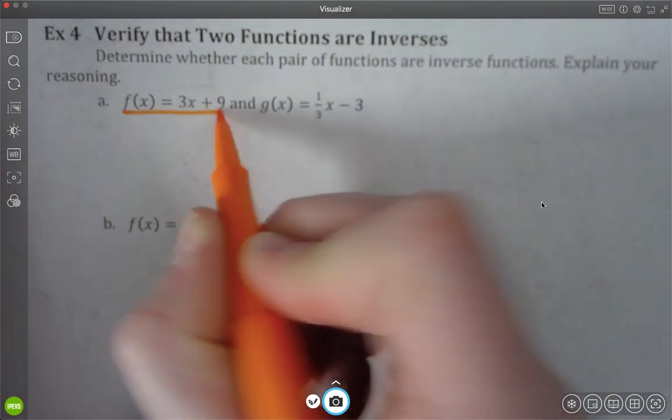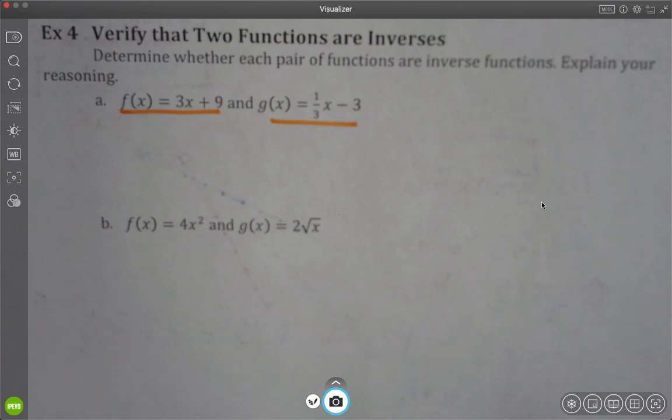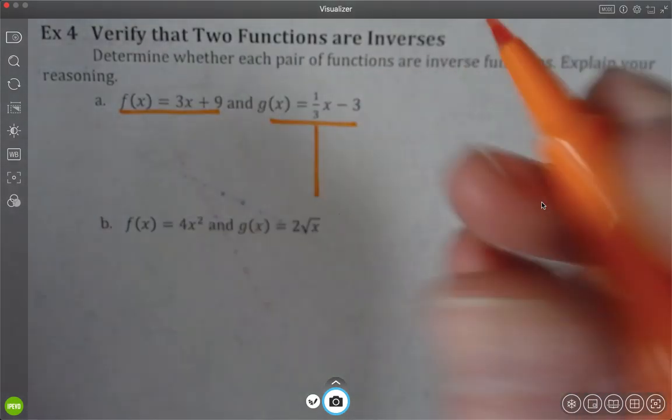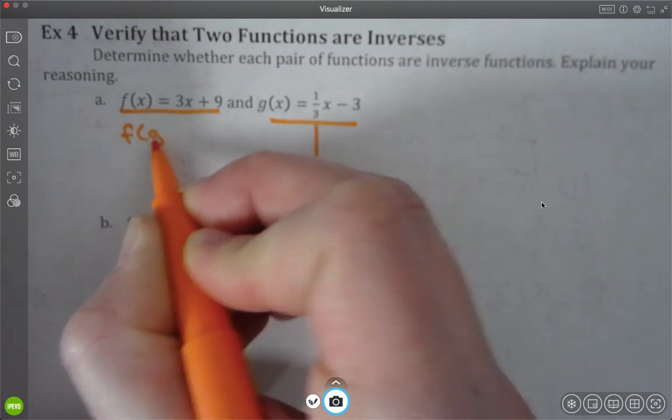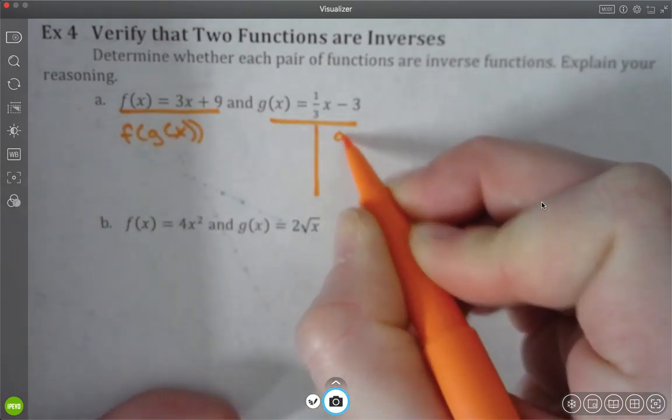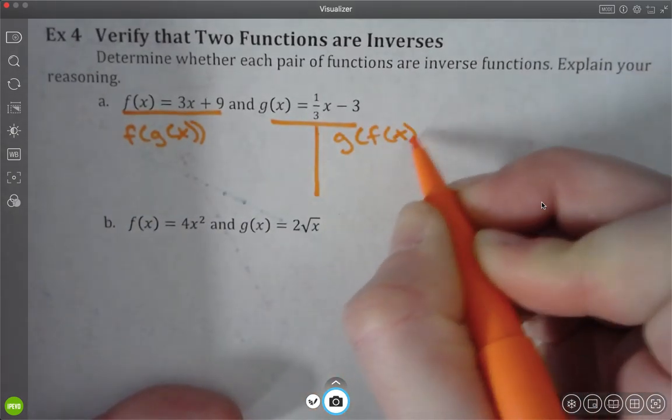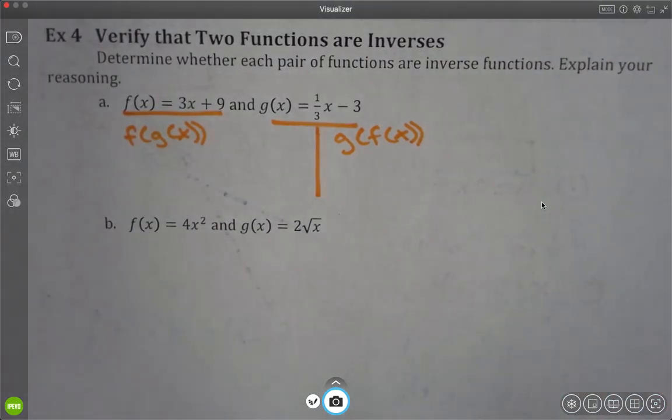They give you F and they give you G, and they say, are those things inverses of each other? Here's the deal. What I'm going to do is to check this. You do F composed of G of X, and G composed of F of X. Just really fast. It doesn't take very long.